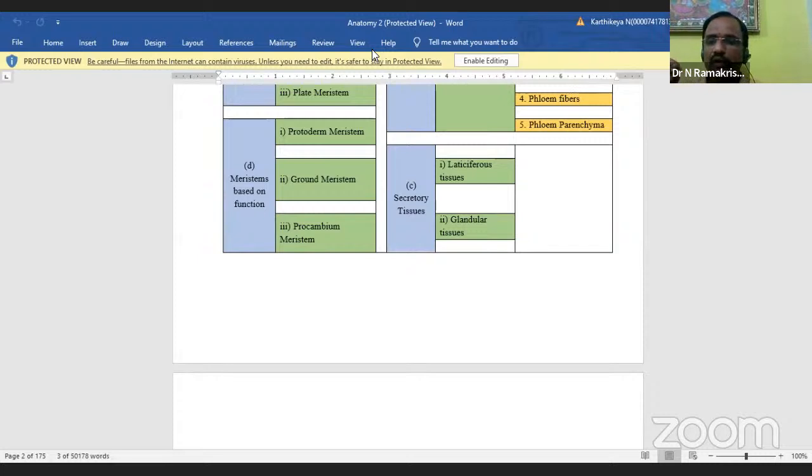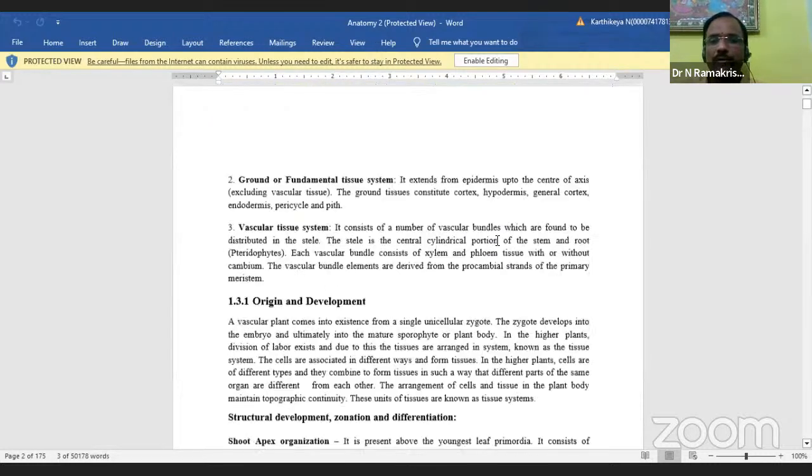Hydathodes consist of vein endings. When we look at the leaf, at the ending of the veins we see a hole-like structure. We call that a hydathode. Is it okay now? Next, you see here.